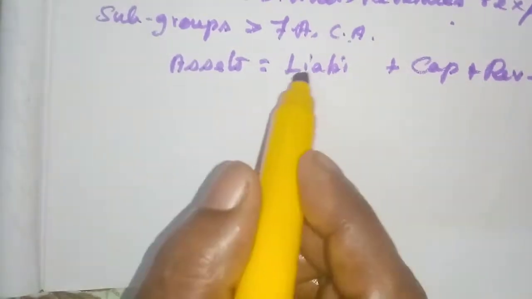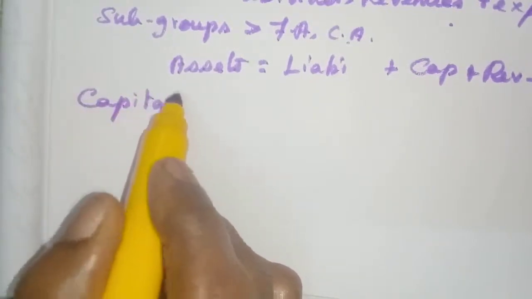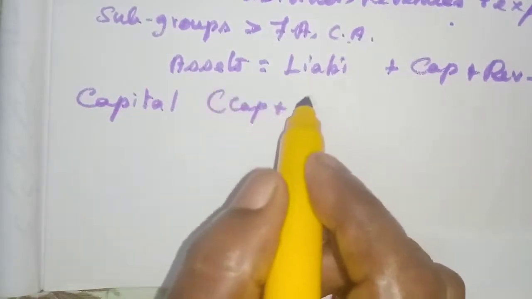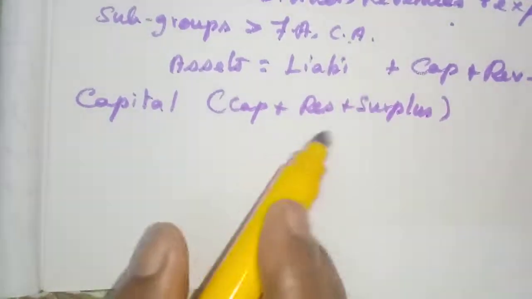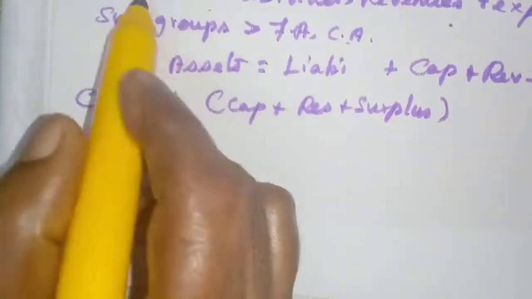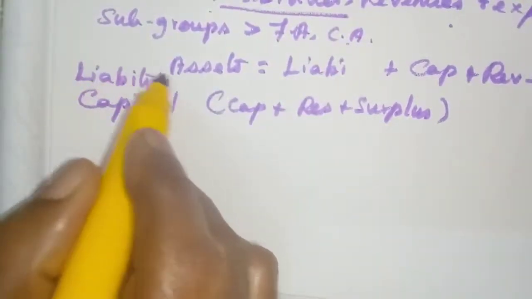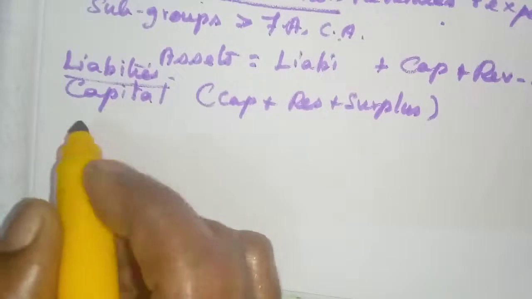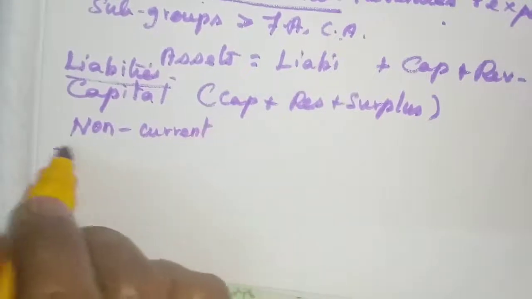Now we will see what will come under capital. Capital includes capital and reserves and surplus. Then under the heading liabilities, what should be grouped? First one, capital. Then current liabilities and non-current liabilities.